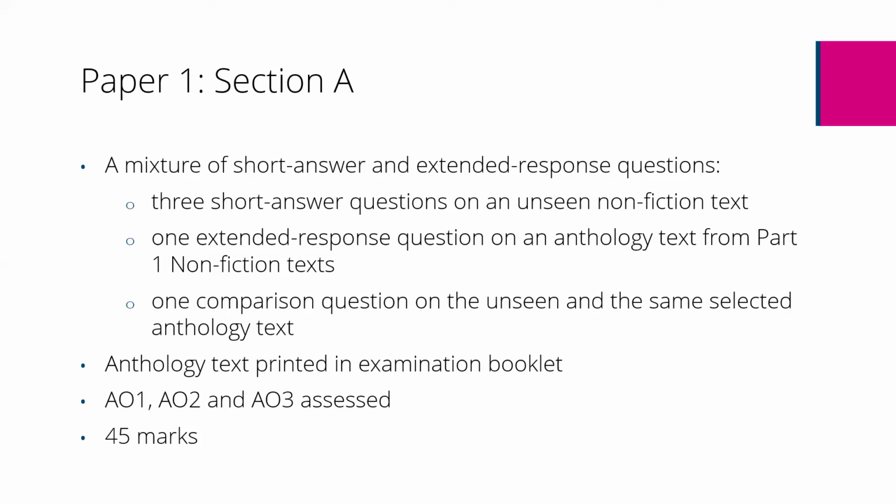Then there's one extended response question on an anthology text from part 1 of the non-fiction text. That's question 4. It carries 12 marks. And then that obviously assesses AO2. And one comparison question on the unseen and the same selected anthology text. That's question 5. And that's where AO3 is assessed. The anthology text is printed in the exam booklet. Obviously, they've studied it at school with you. They've revised it at home, and one of those texts will appear for them. So we've got across this section A, AO1, AO2, and AO3 being assessed with 45 marks in total.